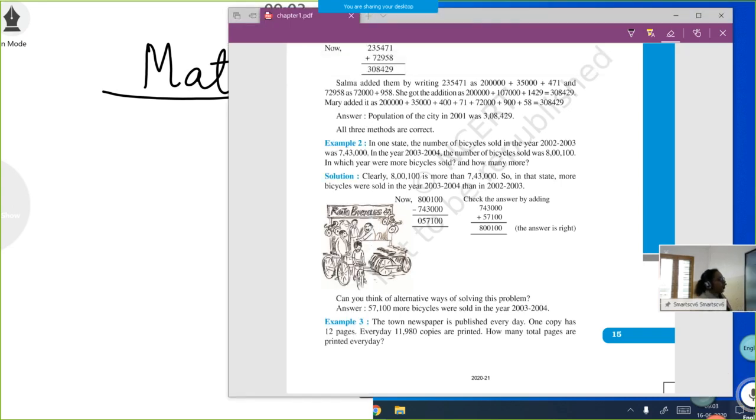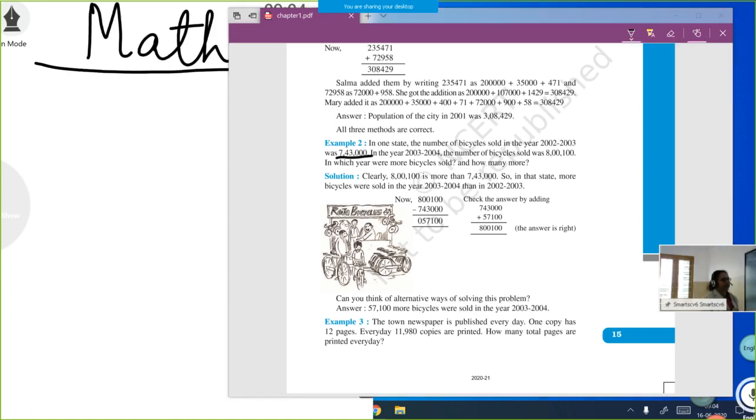Example number 2 is, in one state, the number of bicycles sold in the year 2002-2003 was 7,43,000. See, teacher underlined that number in the textbook. You also with the pencil you can underline the textbook, okay?